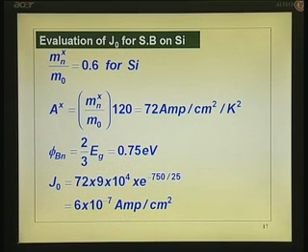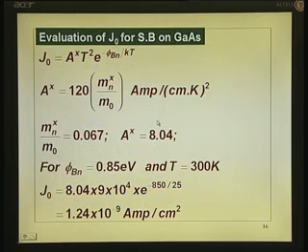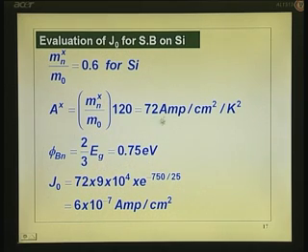For silicon, m star by m naught is 0.6, whereas gallium arsenide it was 0.067, so it is very close to 1. A star is 72. What was it in gallium arsenide? 8.04. Here it is 72. Now, let us see q phi_Bn, we will take 2/3 of Vg. You can't have better than that, so it is about 0.75. Then J naught in this case is 72 as A star, T squared is this quantity, and e to the power of this quantity, giving 6 into 10 to the power minus 7.